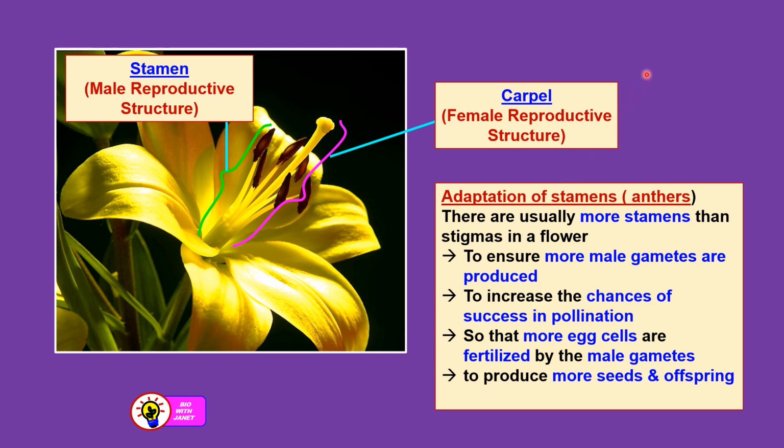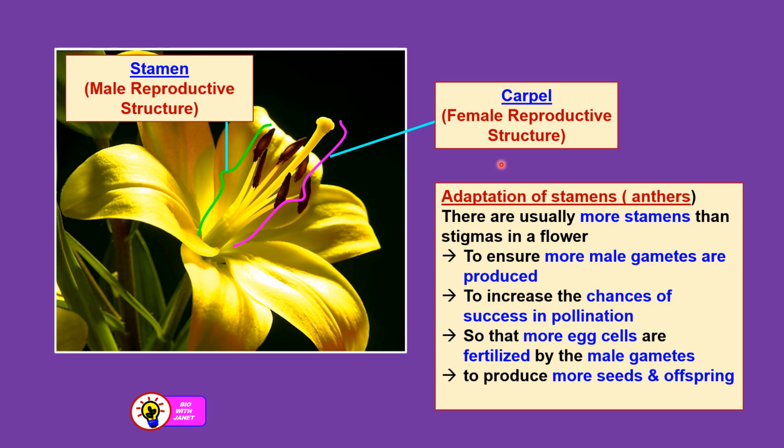Now let's look at 3 examples of flowers and try to identify the stamens and the carpels. For example, in this picture, can you tell me what color the anthers are? Yes, the anthers are brown in color. How many anthers are there? 1, 2, 3, 4, 5, 6. 6 anthers. That means there are 6 stamens in all. Each anther is attached to a filament below it, and one anther and one filament equals 1 stamen. So 6 anthers means 6 stamens.